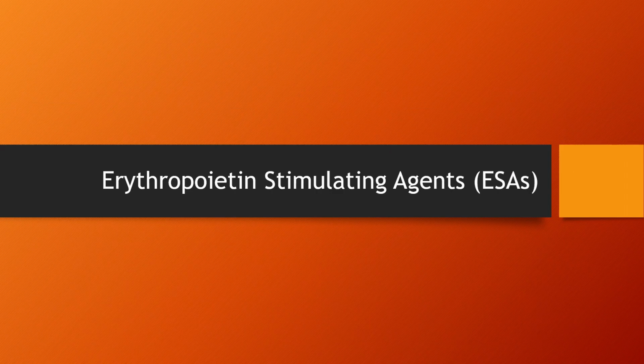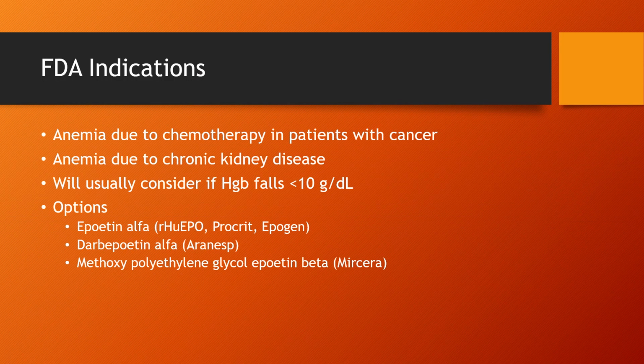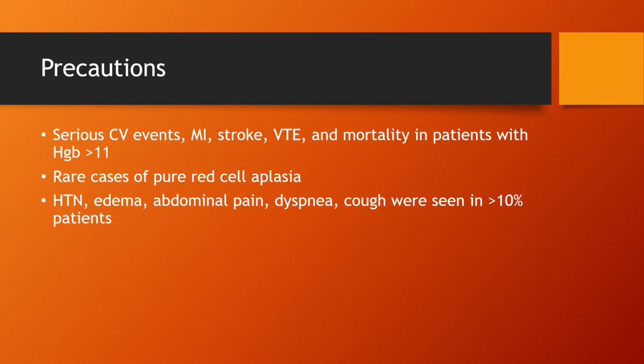So now we'll talk about these erythropoietin stimulating agents, or ESAs, that we briefly mentioned in a few slides before. These can be used in patients who are going through chemotherapy if they have cancer or have anemia due to chronic kidney disease. And you usually consider it if the hemoglobin falls to less than 10. So you have 3 different options out there on the market. We have Epogen, Aranesp, and Mircera, with the generic names listed there as well.